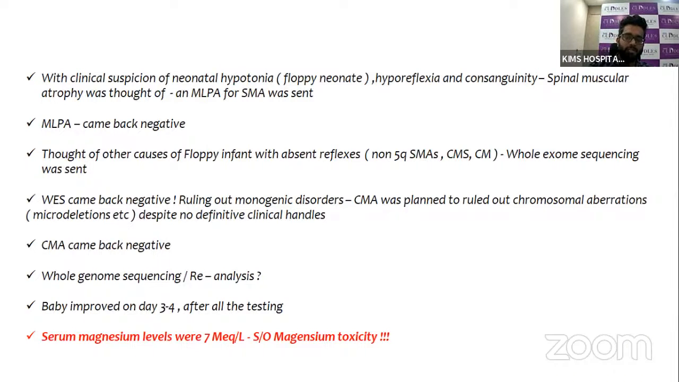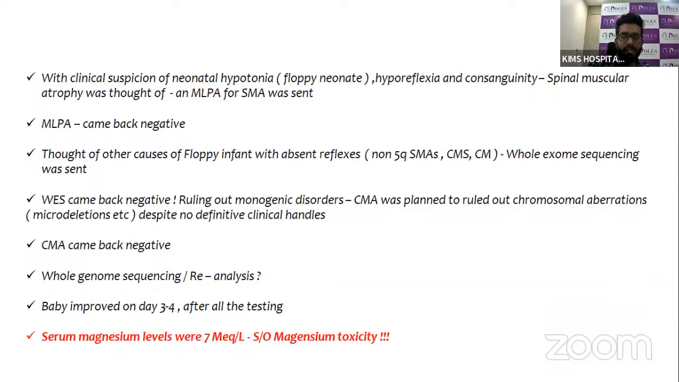And if you see the adverse effects of magnesium toxicity above 6 milliequivalents, there is a column which mentions that there is hyporeflexia and hypotonia. So that is one of the treatable and an acquired cause of hypotonia. So the lesson learned from this case is that even when you have a phenotype which is looking like a genetic disease, always rule out acquired and common conditions first before you go directly for genetic testing.